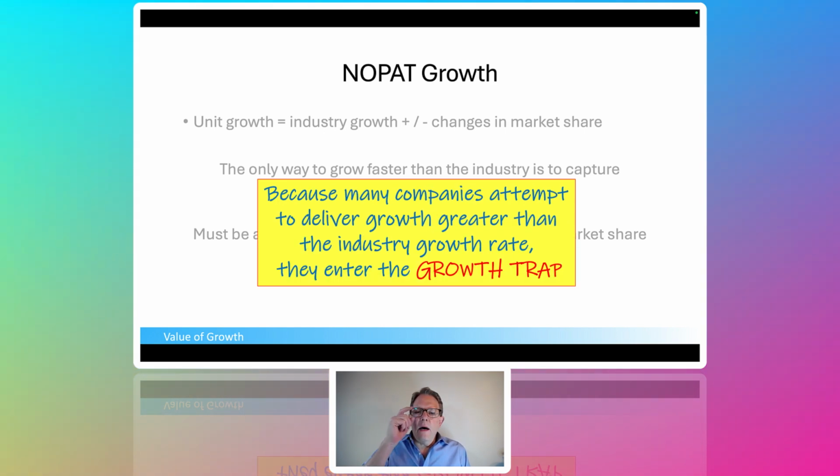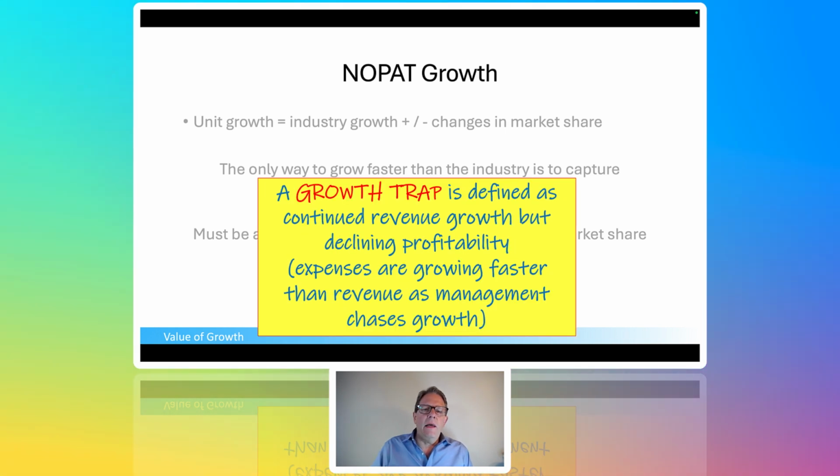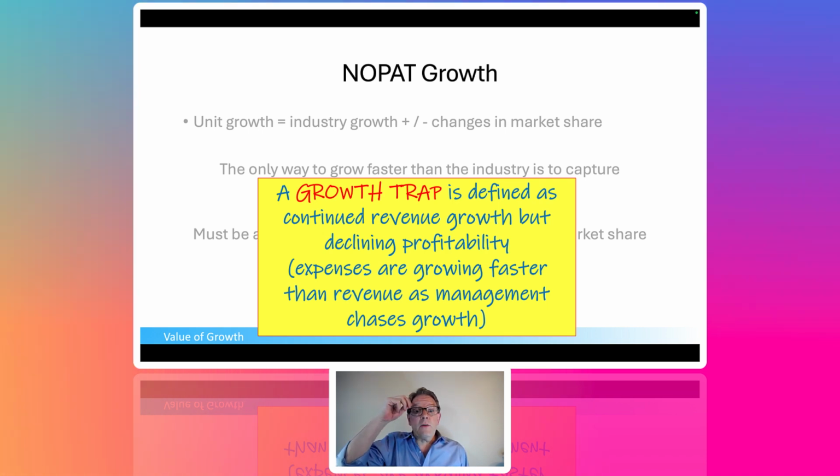However, because many companies attempt to deliver growth greater than their industry growth rate, they enter into a growth trap, which I think is a really important comment. A growth trap is defined as continued revenue growth but declining profitability. Expenses are growing faster than revenue as management chases growth. That incremental market share the company is trying to capture becomes increasingly expensive. Those incremental customers are hard to get.